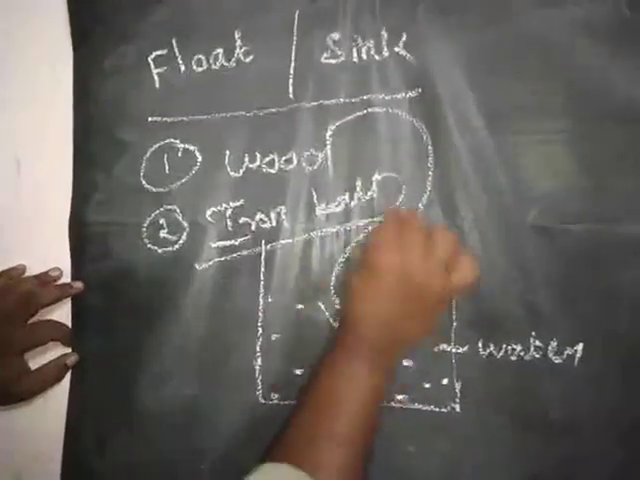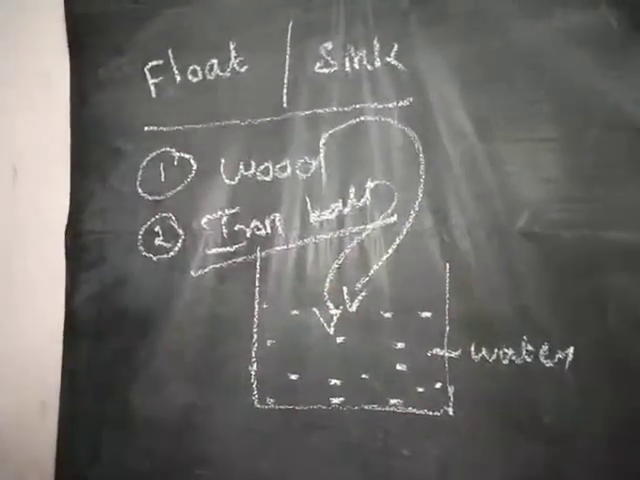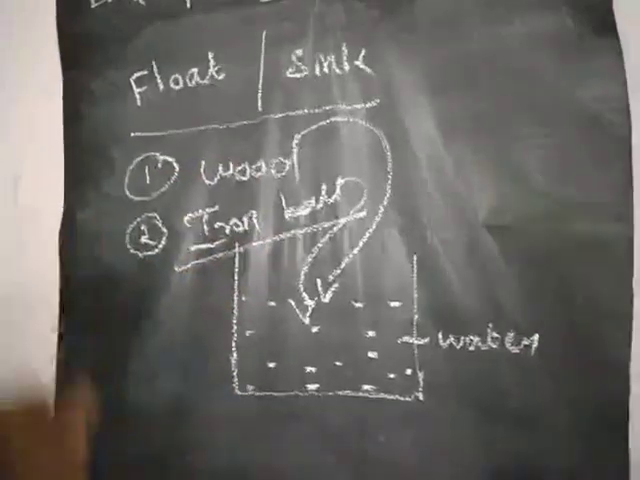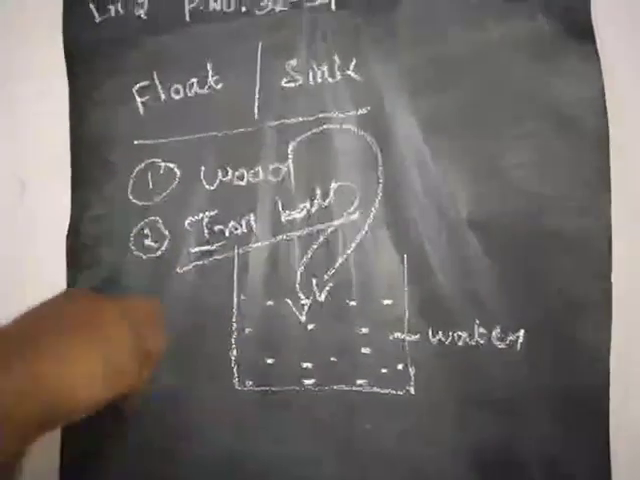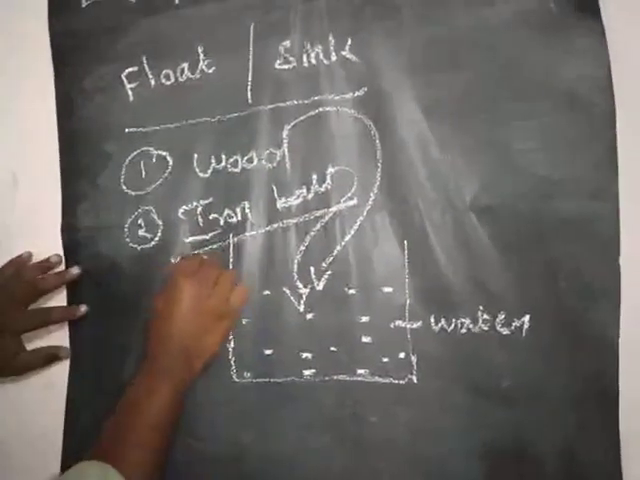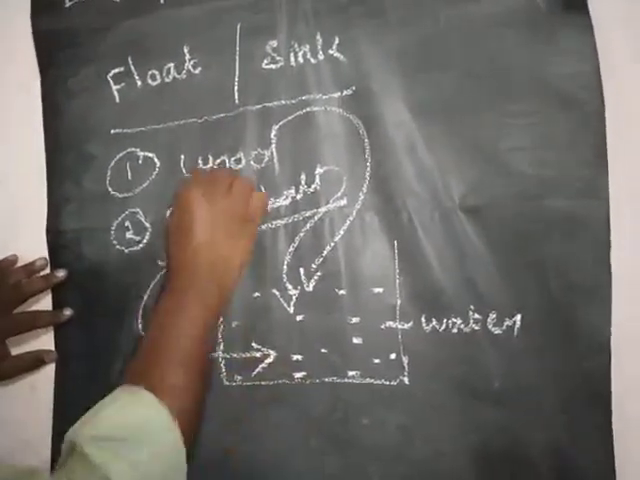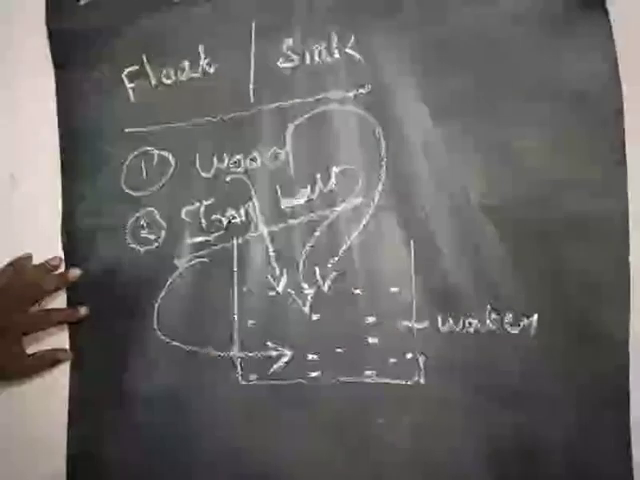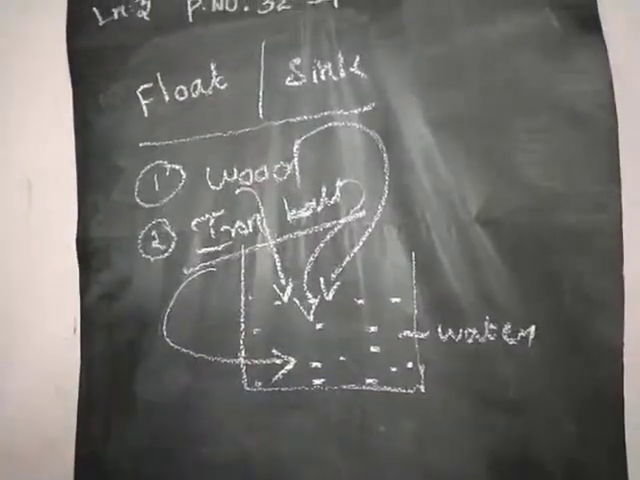What will happen? Which object will float on the surface of the water, and which will go down? The iron ball will go down. The wood will float on the surface of the water. Why?